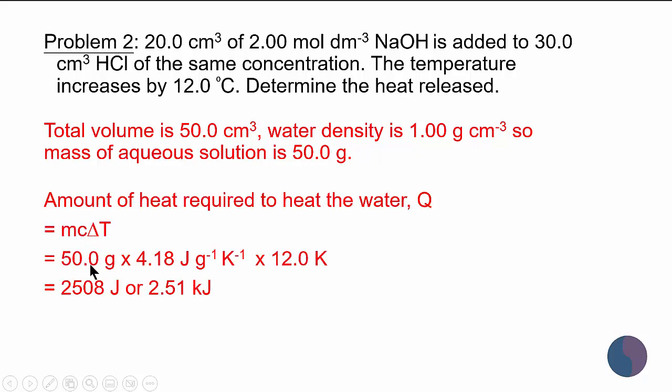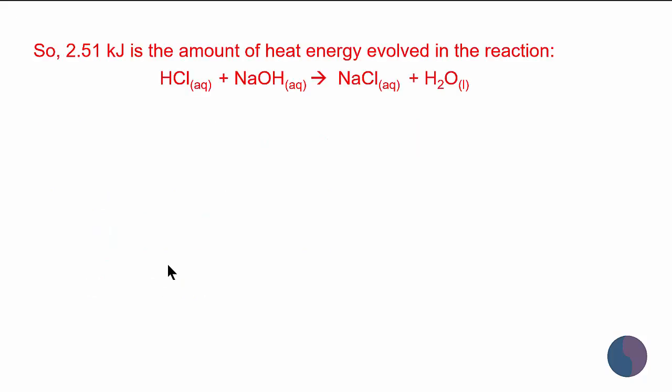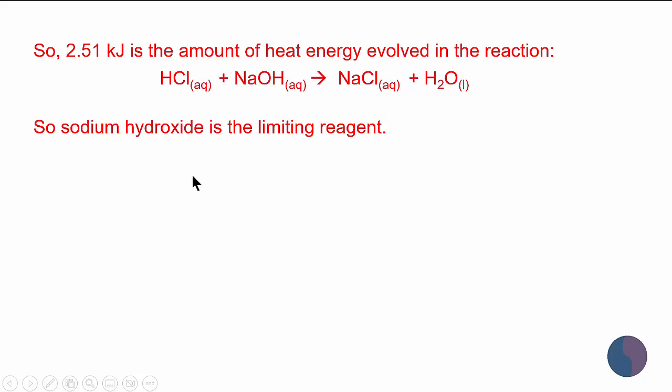So Q is mc delta T. We got the 50, we got the 4.18, we got the 12. Increases by 12 degrees Celsius, 12 Kelvin. So that is our heat released, but we don't know the molar heat of reaction. I think that's the answer. We're finished with that question, and now we're just doing extra stuff, which you need to do anyway.